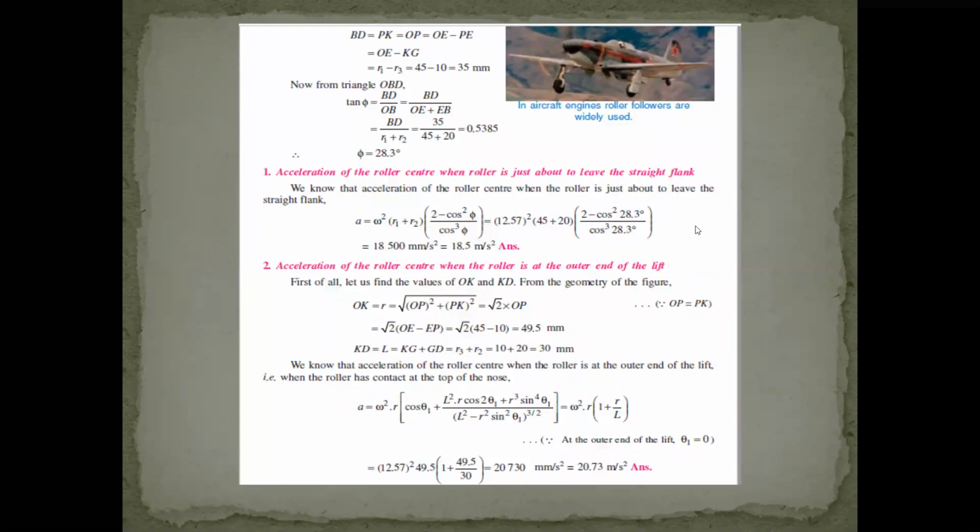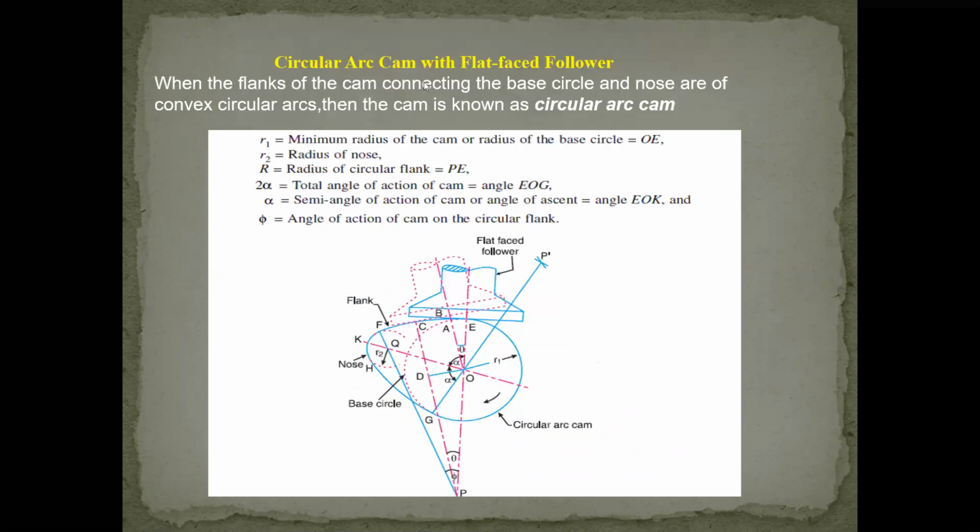Now, next topic. That is the circular arc cam. This is another special cam, circular arc cam with a flat faced follower. So what is the meaning of circular arc cam? Simply to say, when the flanks of the cam connecting the base circle and nose circle are convex circular arcs, then the cam is known as circular arc cam.